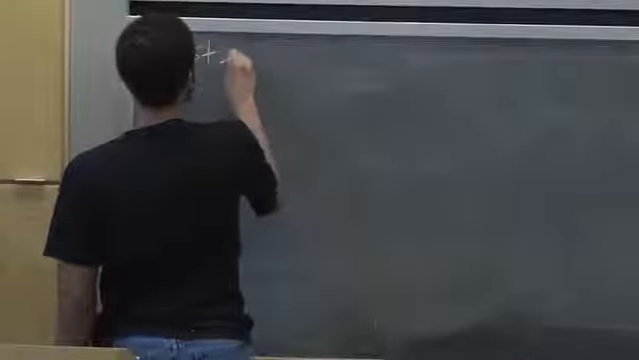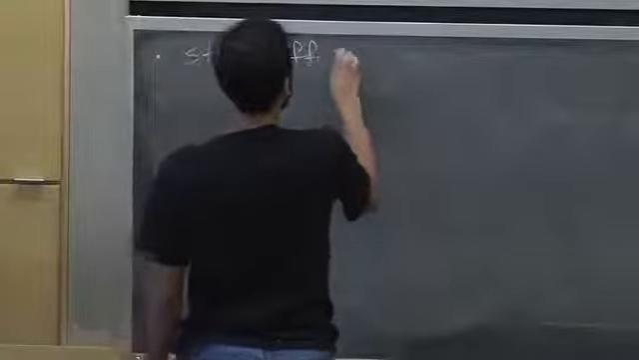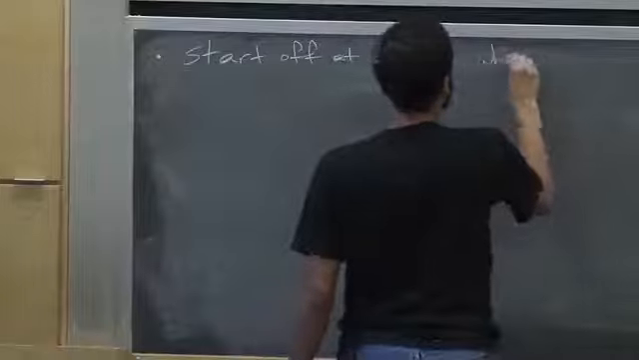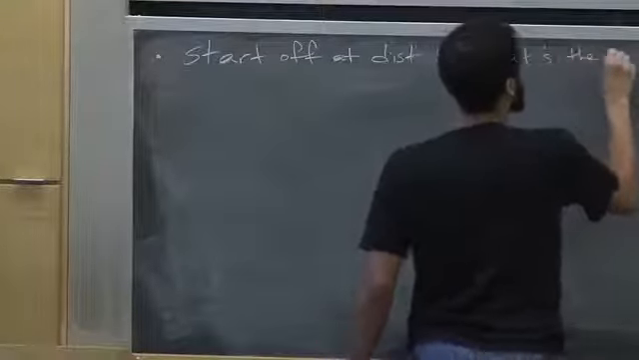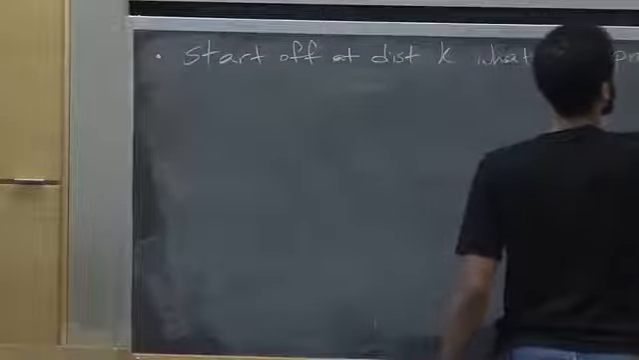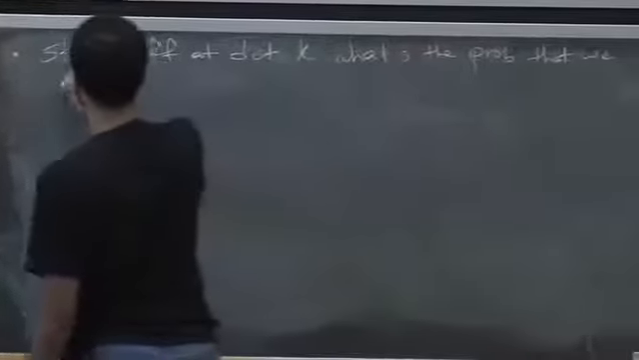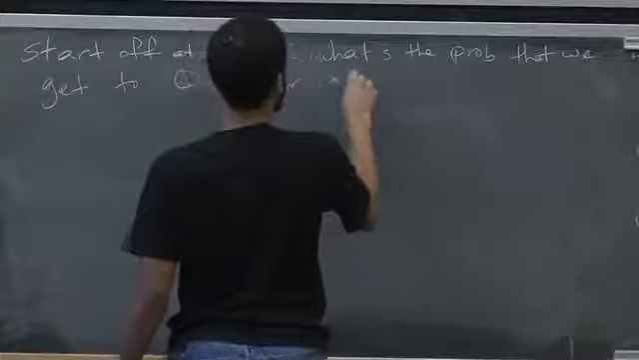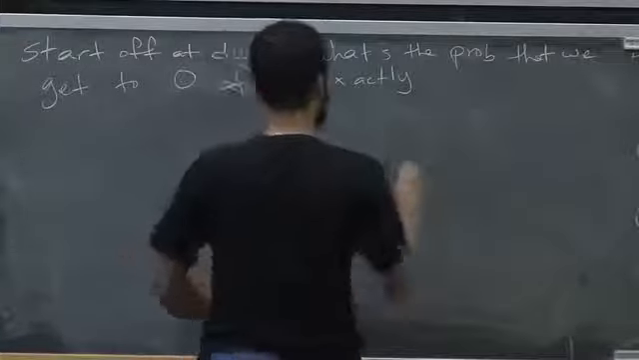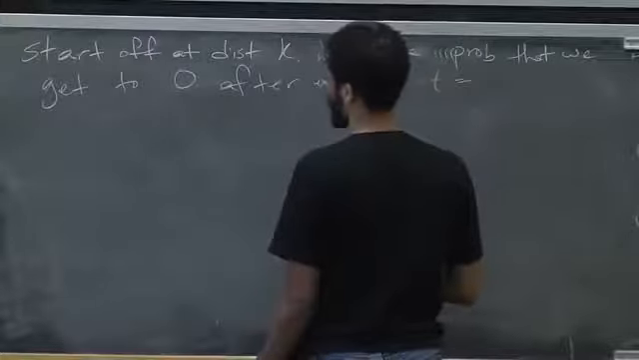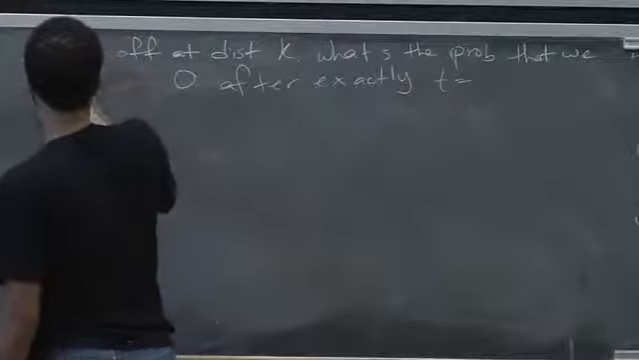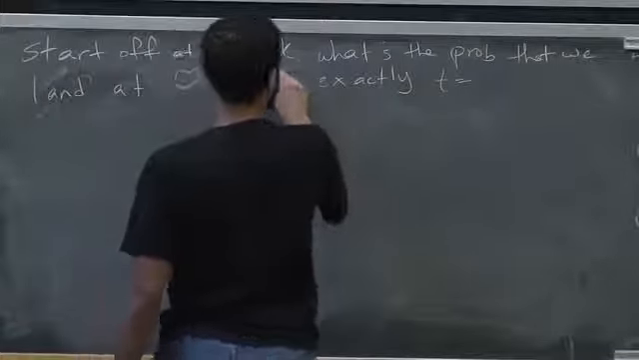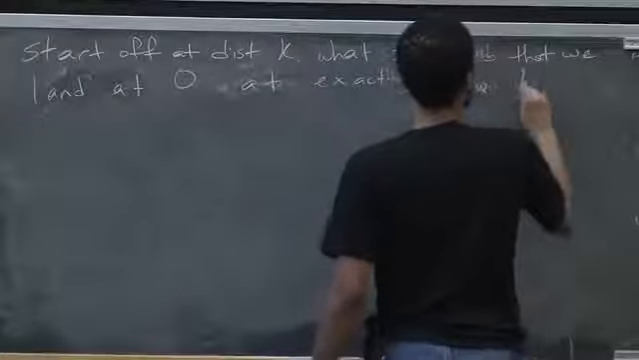So let's say we start off at distance k. What's the probability that we get to 0 after exactly t steps, that is, we land at 0 at exactly, let's say, time t being 3k.